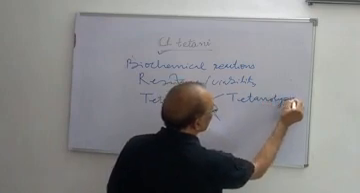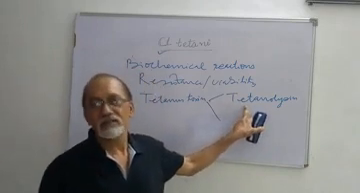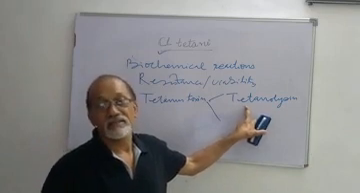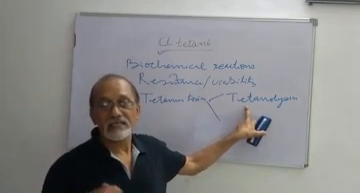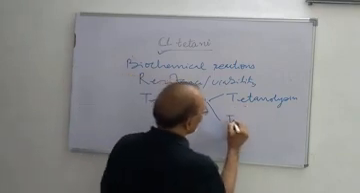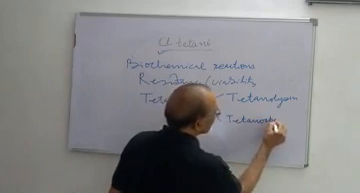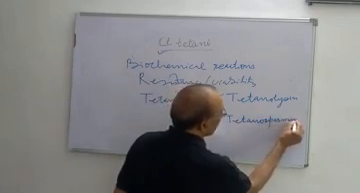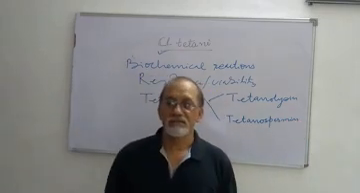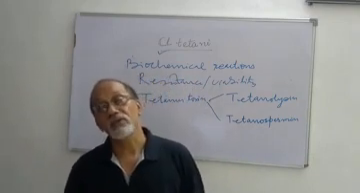Tetanolysin. It is heat and oxygen labile, and it is known as tetanolysin. And second is tetanospasmin. Tetanospasmin is a powerful plasmid-coded, heat-labile neurotoxin.